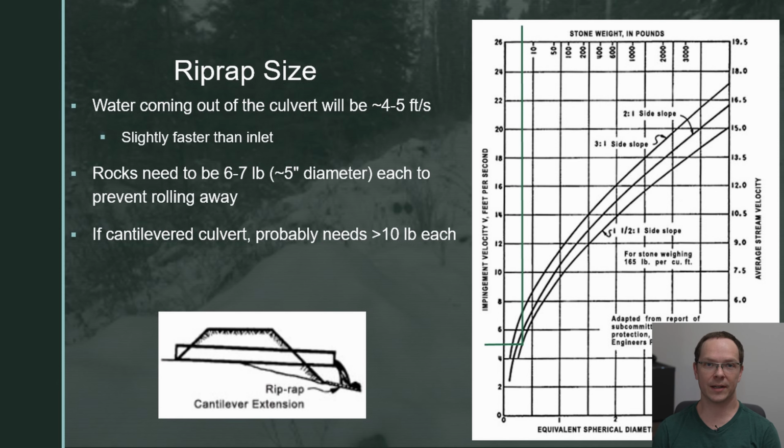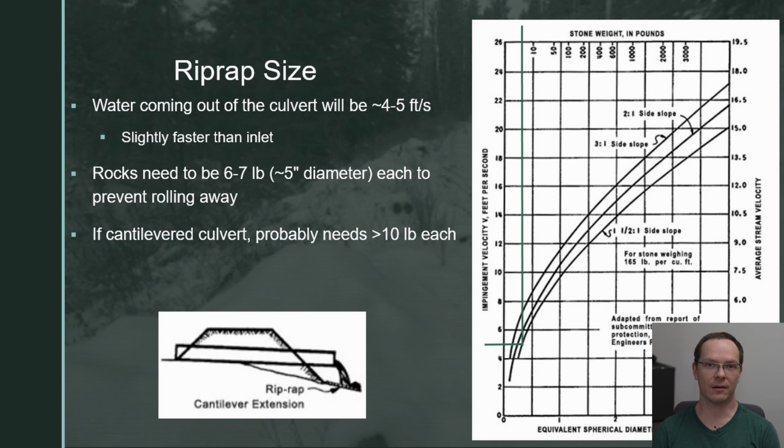For your riprap on the outflow side, the water is going to be coming out at 4 to 5 feet per second based on those calcs we were doing, and it's going to be a little bit faster than the inlet, especially because now it's on a smooth surface. And just looking at this chart, which I think is also that reference one, it shows that you need 6 or 7 pound rock, which is about 5-inch diameter, to keep the rocks from being washed away as it comes out. If you're doing a cantilever culvert, it probably needs to be even more.